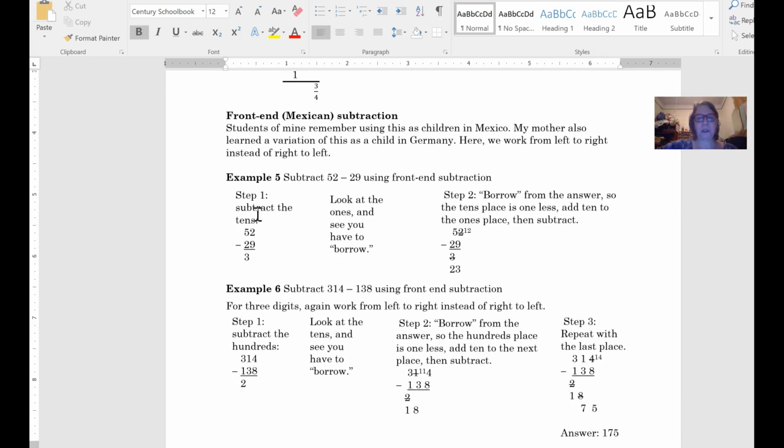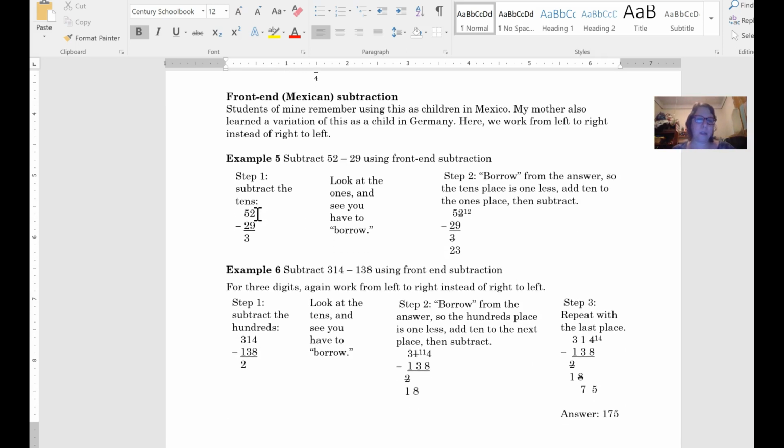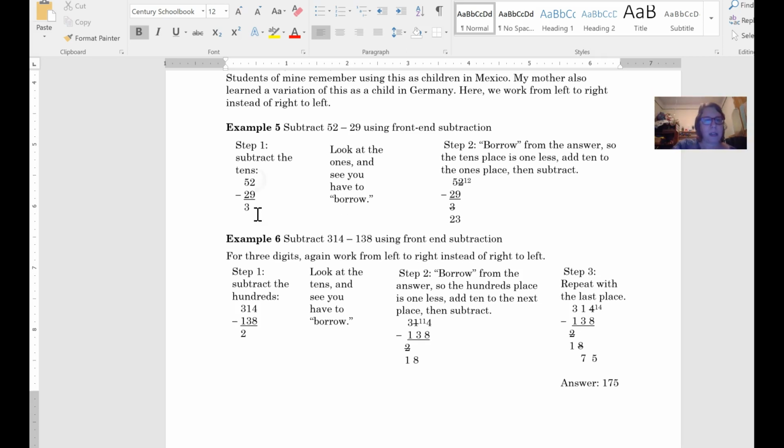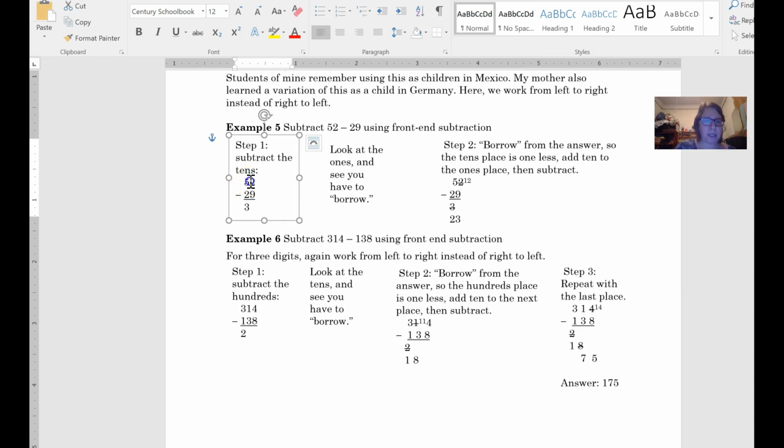Finally, I just want to show you, just by looking at it, this Mexican front-end subtraction that my mom learned a variation of in Germany. So I think probably different places, different times use this method. And that is, you start with the ones place. So you do 5 minus 2 is 3. And then you start with the tens place. You start with the front end. You start with the first place you see.